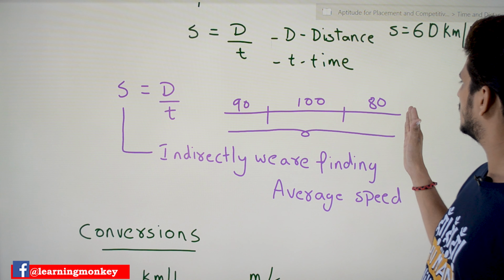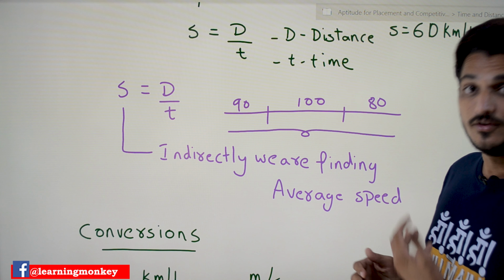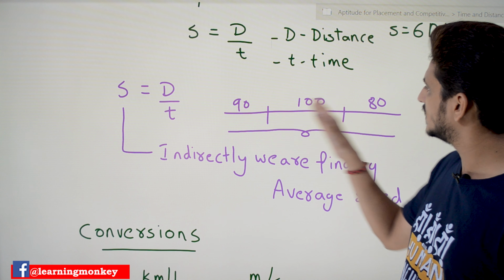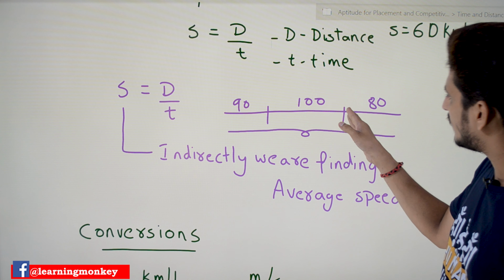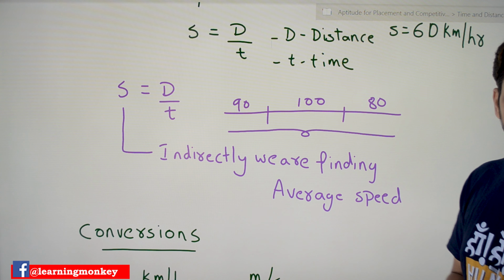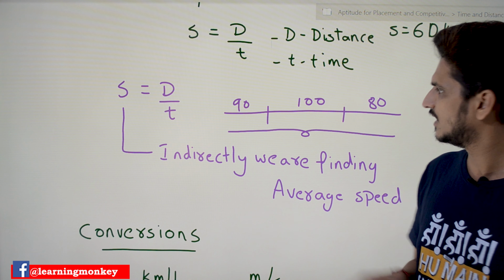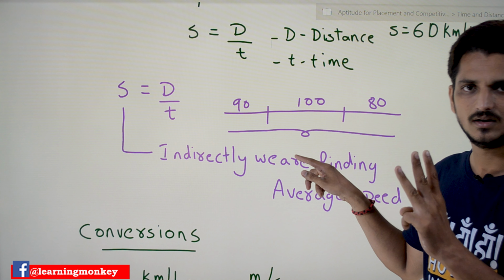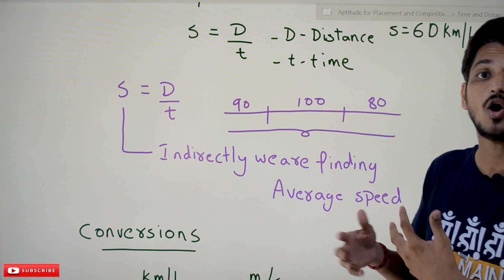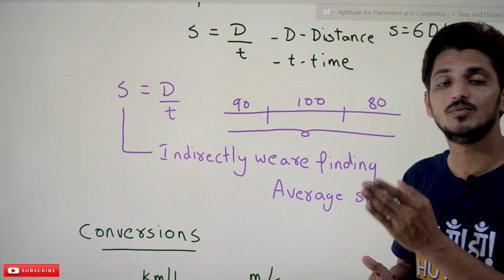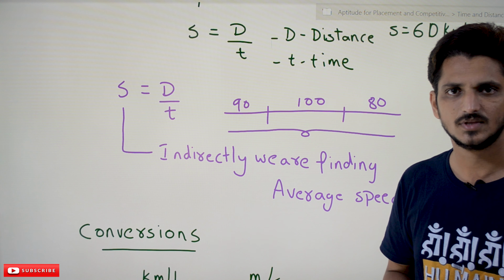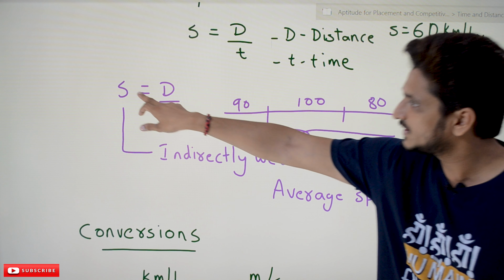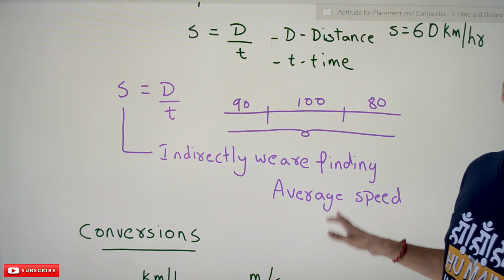Suppose from here to here it is distance d. If you traveled from here to here at a speed of 90, from here to here at a speed of 100, and from here to here at a speed of 80, how do we find the average speed? 90 plus 100 plus 80 divided by 3, which is 90, meaning you traveled at an average of 90 kilometers per hour. If you find it using the formula S is equal to distance by time, indirectly you are taking average speed.